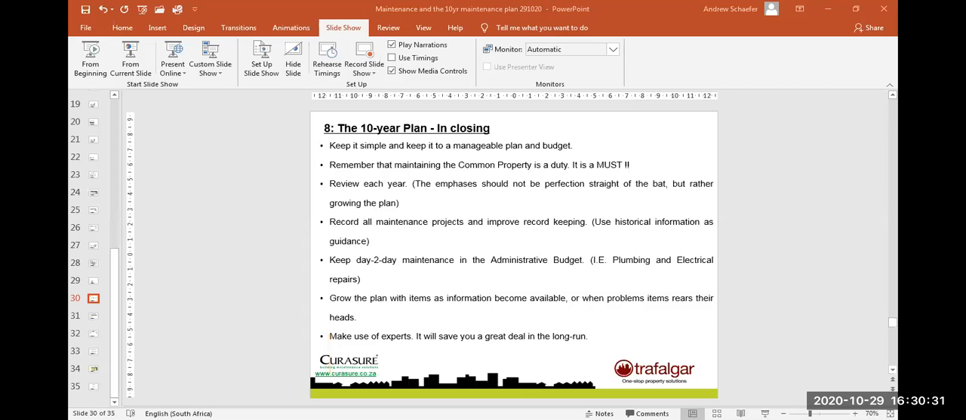Keep day-to-day in the administrative budget. Keep it simple. So plumbing, electrical, those reactive repairs, can live in the administrative budget. Then grow the information as it becomes available.